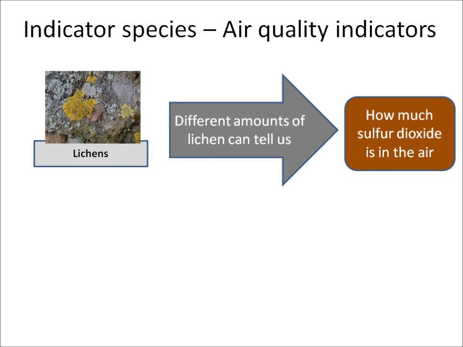Lichens are types of algae and they grow on trees. Different amounts of lichens can tell us how polluted the air is, and it can give us an indication of the air quality and how much sulfur dioxide might be found in the air.